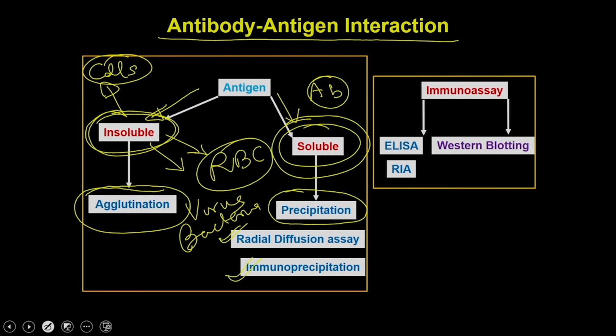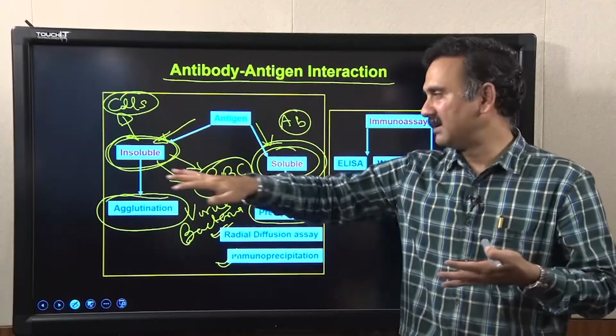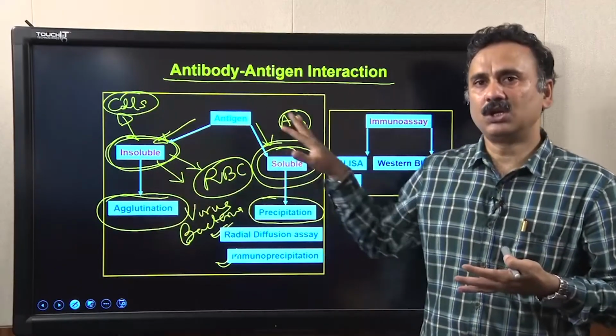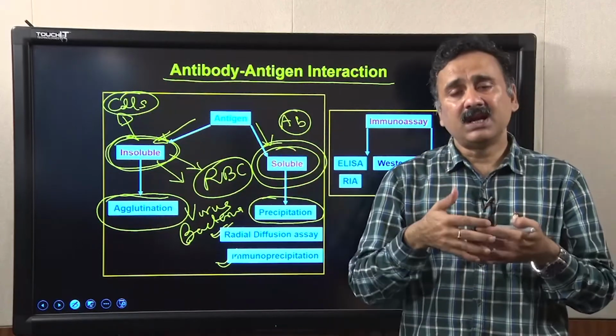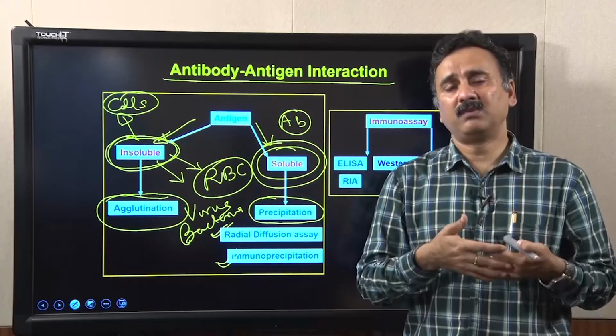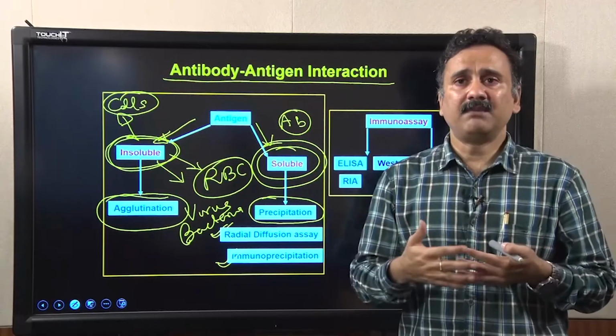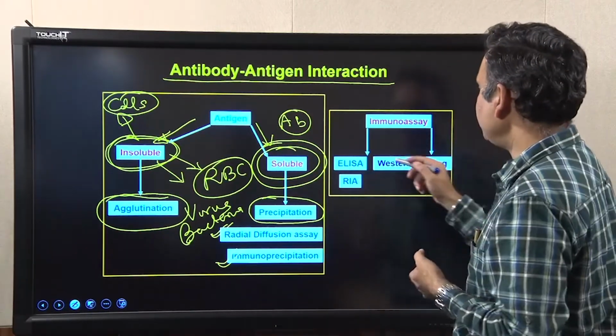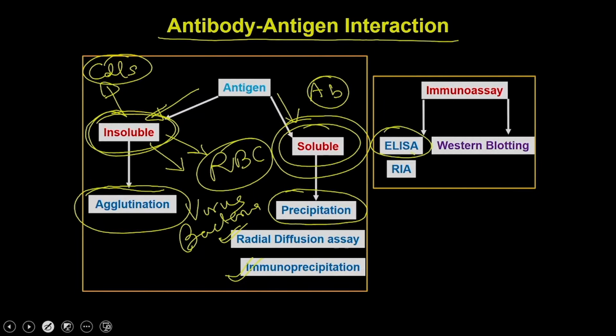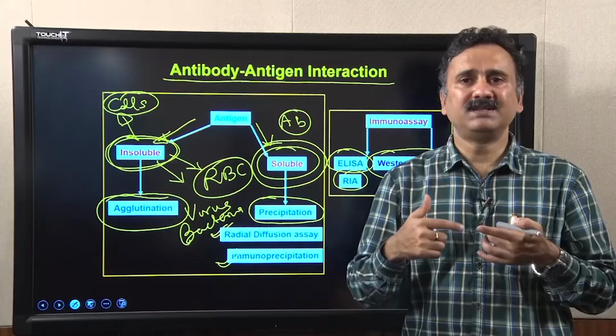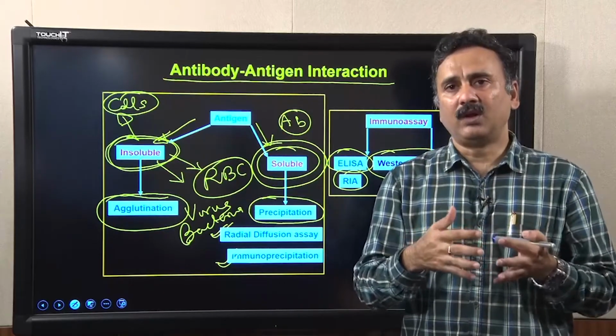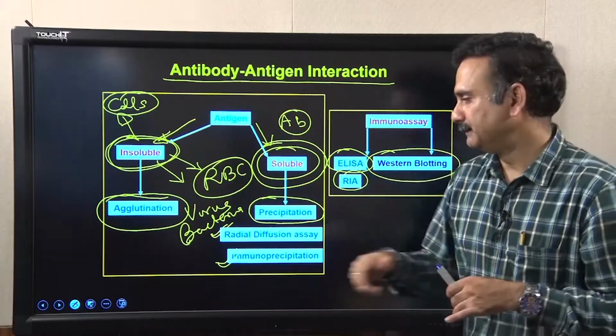And apart from the antigen antibody interactions which participate in the agglutination reactions or the precipitation reactions, antigen antibody interaction is also responsible for the development of different types of immunoassays such as ELISA, RIA or Western blotting. So, in today's lecture we are going to discuss most of these techniques, and then we will also see how these techniques can be utilized to solve some scientific problems.